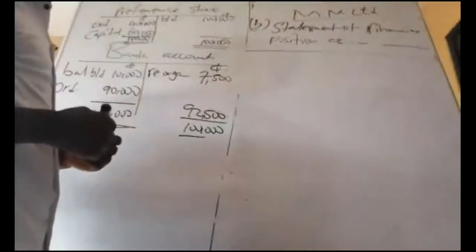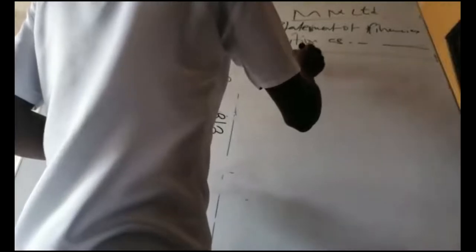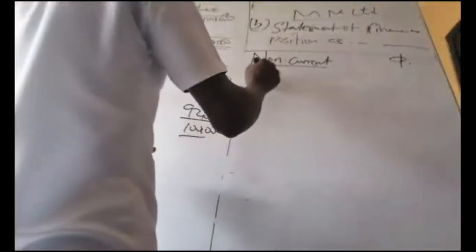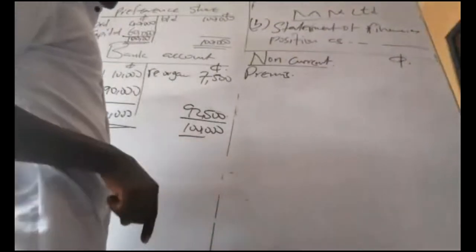Now let's see the simplest one, non-current assets. If you like, you can copy the examiner's format, or you can bring your own format. Non-current assets, so premises. You have to pick the fair value, the one in the footnotes. Premises was 100,000, if I remember.